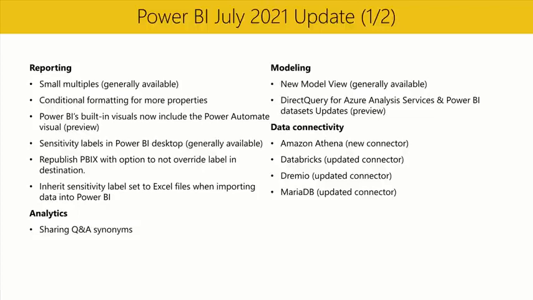In the Analytics section, we're happy to announce that we now support sharing synonyms for everyone in your organization. Field synonyms are an important part of Q&A because users often have a variety of terms they use to refer to the same field. For example, total sales, net sales, total net sales. Now you can leverage your co-workers' synonyms and minimize duplicate efforts when adding synonyms to your models.